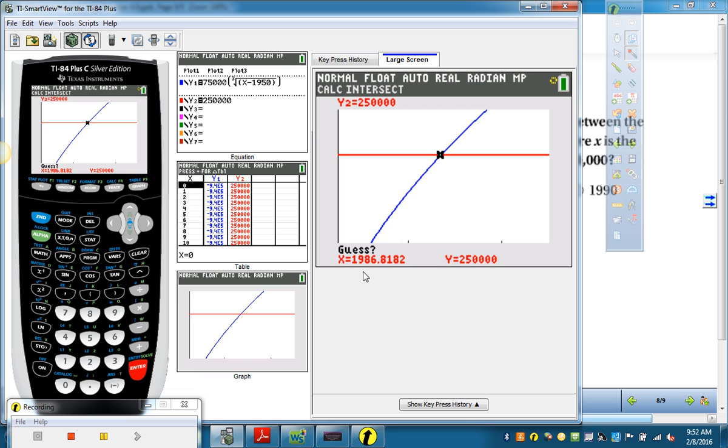So, when will the population be 250,000? 1987. On my calculator, I put in 250,000 for Y2, never graphed that right. Double check your window. Is it only graphing one of the 2 equations? I'll have to reset. All right, questions on this one?